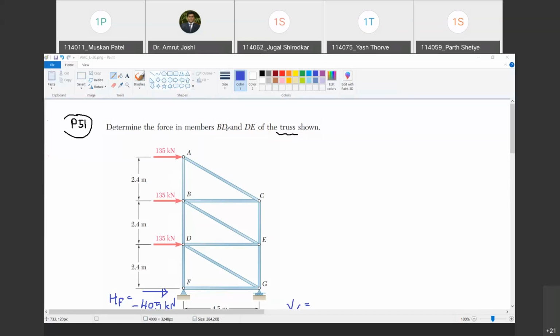Determine the force between members BD and DE of the truss. So BD and DE of the truss. So I took a section passing through BD and DE, the members in which we have to calculate the force. I have taken such a section which breaks the truss into two halves or two parts. Are you with me? Yes, sir.